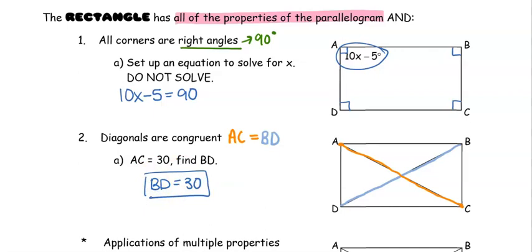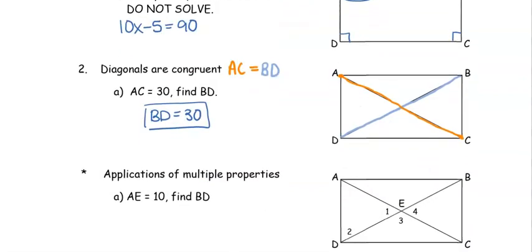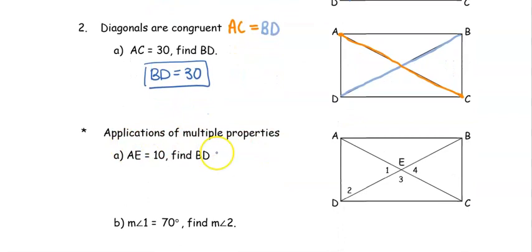So just remember that the rectangle is going to have all 5 properties of the parallelogram plus 2 additional properties that are new to the rectangle, giving it 7 properties total. Now it's only 2 new properties, but when I combine the properties of the parallelogram and the rectangle together, we get really cool patterns that emerge, applications of multiple properties. So we're going to use the fact that my diagonals are congruent, so I know whatever AC is, BD is the same thing. That is a rectangle property.